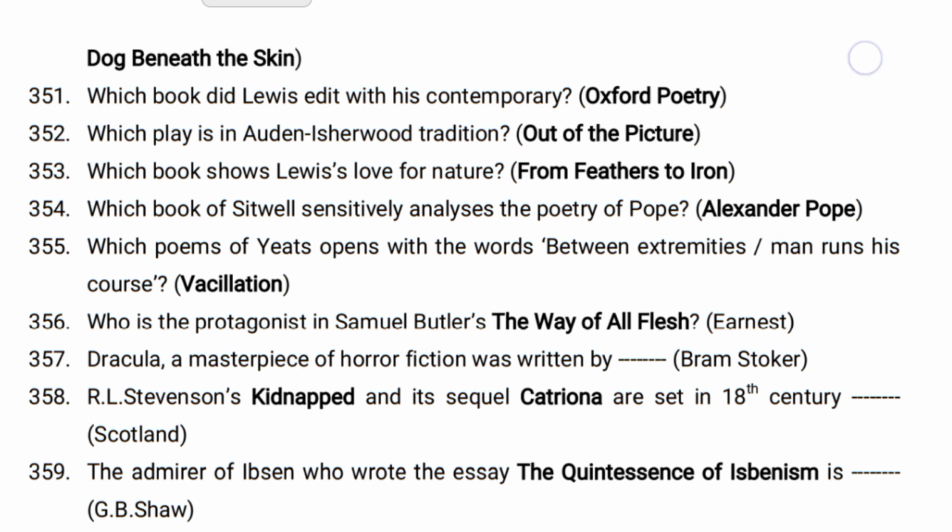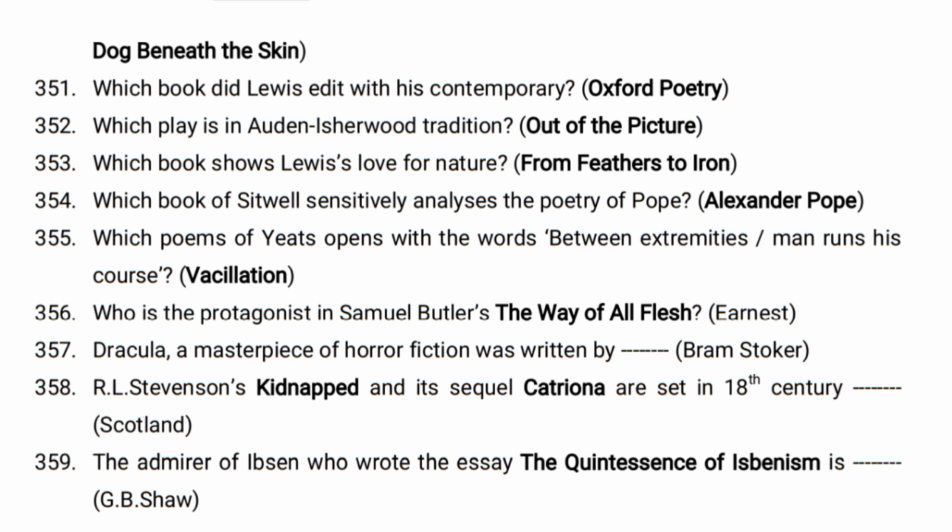Vacillation. Who is the protagonist in Samuel Butler's The Way of All Flesh? Ernest. Dracula, a masterpiece of horror fiction, was written by Bram Stoker. Robert Louis Stevenson's Kidnapped and its sequel, Catriona, are set in 18th century Scotland.